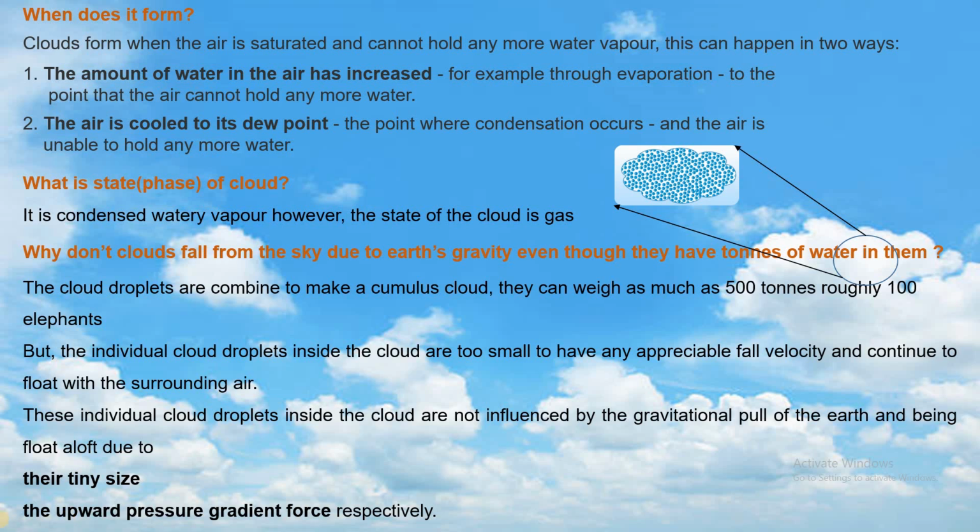And there is another factor which makes these clouds float aloft in the atmosphere. That's what we call the upward pressure gradient force. Generally, there is an upward pressure gradient force which always acts upward, because as we go from the ground to upper levels, the pressure decreases, and the force always acts from high pressure to low pressure. Because of this force, these tiny droplets of a cloud keep floating in the atmosphere without falling from the sky. These are the two main reasons clouds do not fall from the sky.